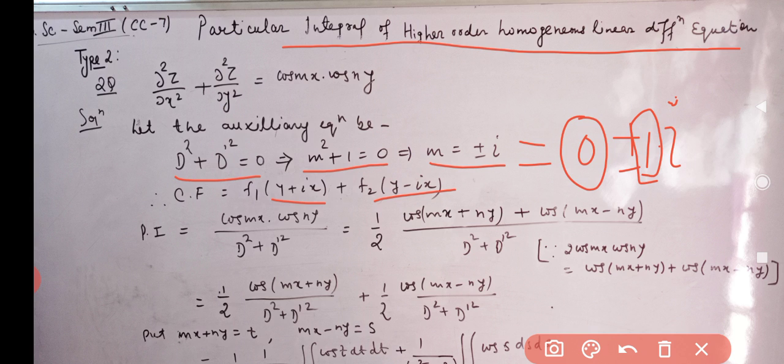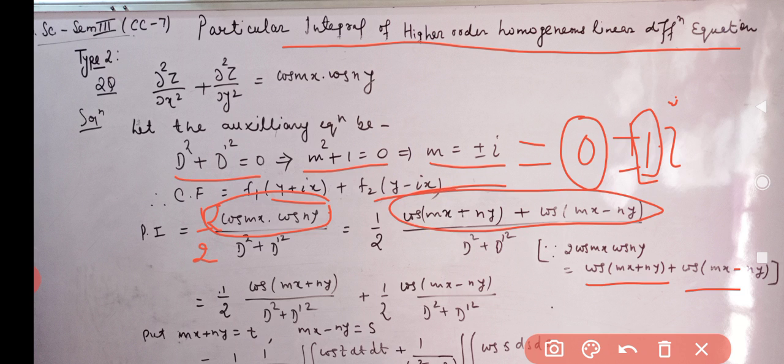Let us do the particular integral. The particular integral equals cos mx into cos ny divided by D square plus D dash square, and this equals half. First we will use the formula 2 cos mx cos ny equals cos(mx plus ny) plus cos(mx minus ny). While using this formula, we multiply and divide by 2, so we write it as cos(mx plus ny) plus cos(mx minus ny) divided by 2 times D square plus D dash square.